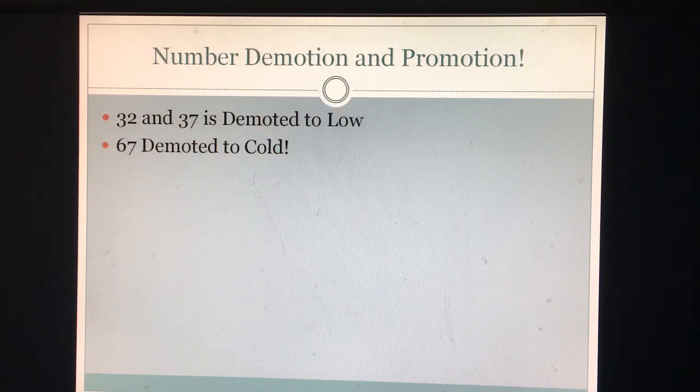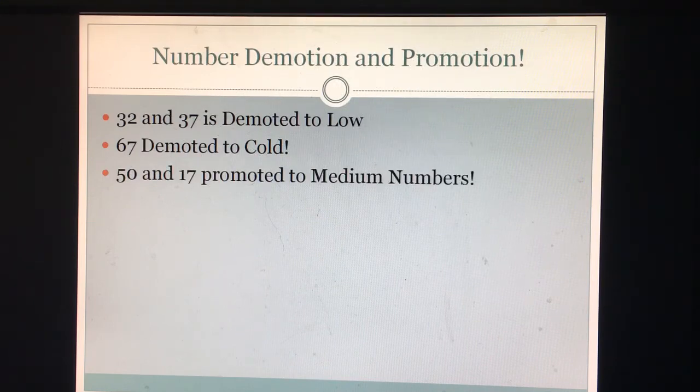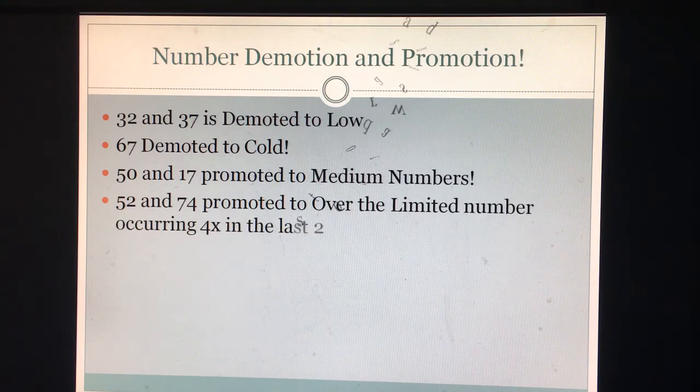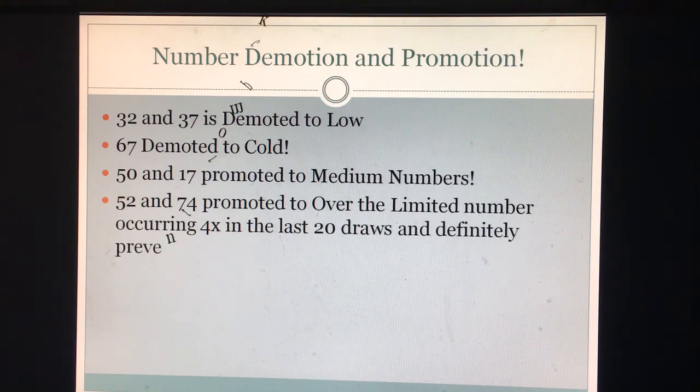The number demotions and promotions are: 32 and 37 are demoted to no number from the outcome of the last draw, and 67 got demoted to a cold number. 50 and 17 got promoted to a medium number. And 52 and 74 are promoted to the over-the-limit number, occurring 4 times in the last 20 draws, and you should definitely avoid picking them in your lottery matrix drawing for tonight.